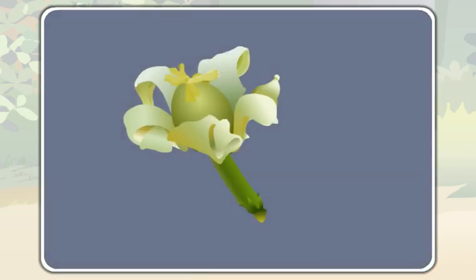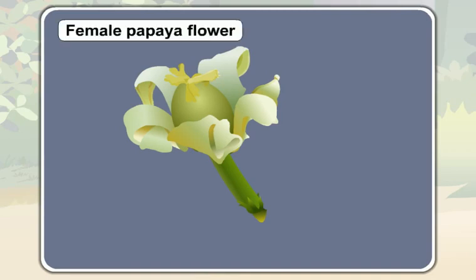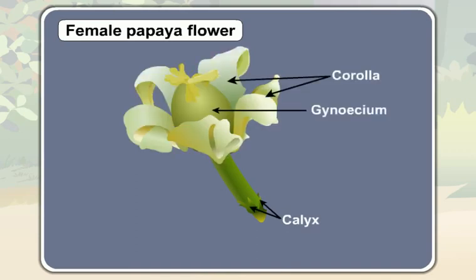Now, have a look at this flower. It is a female papaya flower. This is its calyx, this is its corolla, and this is its gynoecium. Unlike the male papaya flower, it has gynoecium. It lacks androecium instead.